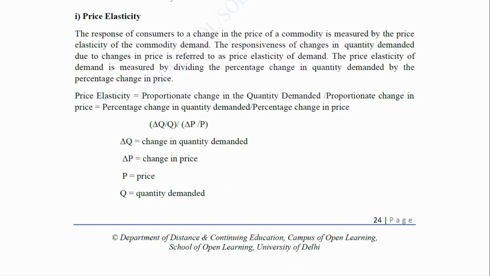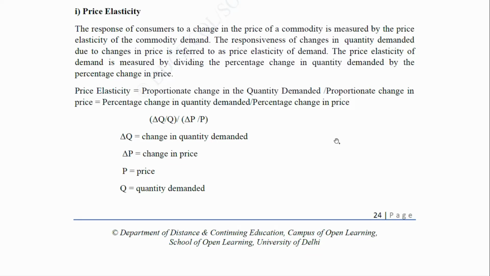First, price elasticity. The response of consumers to a change in the price of a commodity is measured by the price elasticity of demand. The responsiveness of changes in quantity demanded due to changes in price is referred to as price elasticity of demand. The price elasticity of demand is measured by dividing the percentage change in quantity demanded by the percentage change in price. Price elasticity is equal to proportionate change in the quantity demanded upon proportionate change in price, which is equal to percentage change in quantity demanded upon percentage change in price, which can be written as follows.